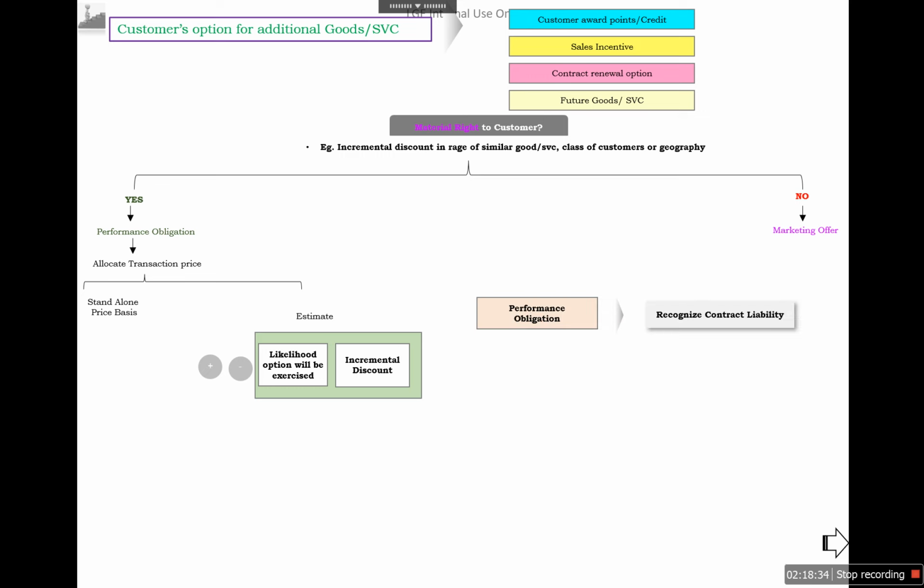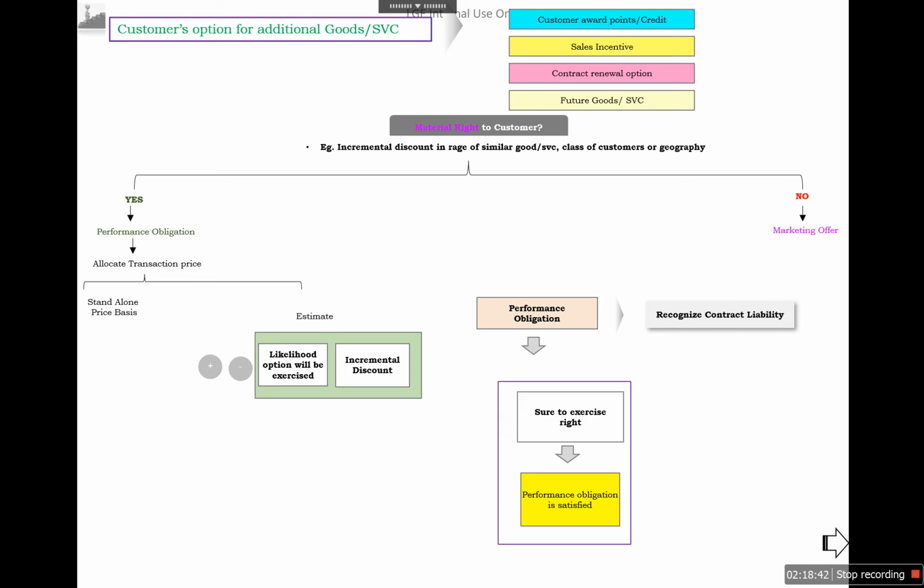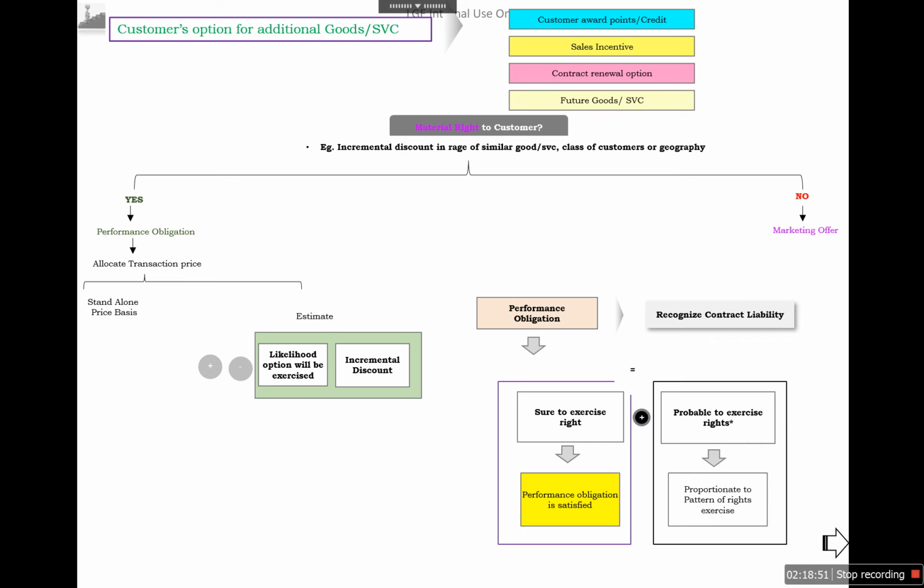For the performance obligation, we need to recognize a contract liability. We need to book it based on the likelihood of exercising the right. So by that amount, we will recognize the performance obligation and we will check the probability to exercise that right. So on a proportionate basis, we will book it.